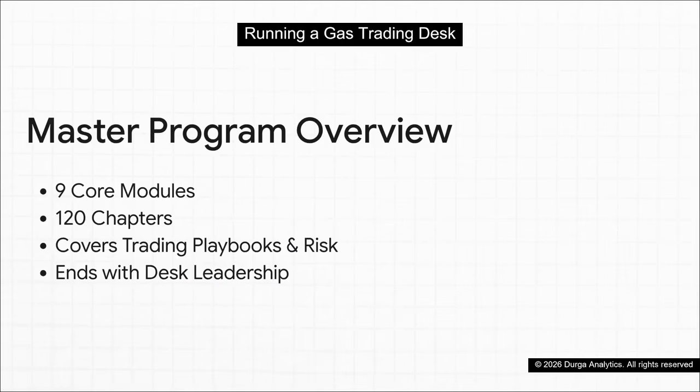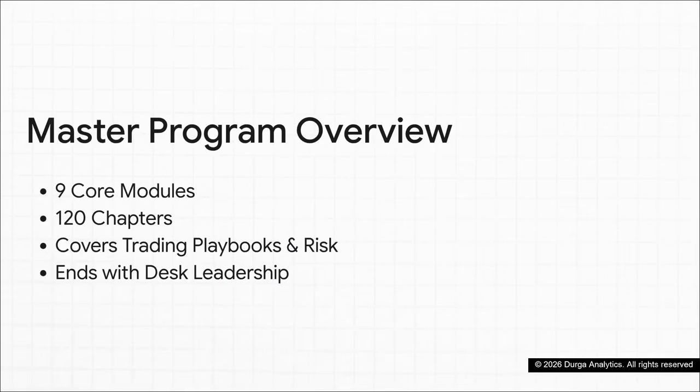Now, this is just the beginning of a massive sequence journey. The Natural Gas Trading Desk Master Program spans 9 core modules and 120 chapters. We cover everything from market structure and curve construction to risk, execution, ETRM systems, and ultimately desk leadership and legacy. Every single module is built around real markets, real numbers, and verified arithmetic. But today, we're laying the groundwork with Module 1, Chapter 1, What a Gas Desk is Accountable for.